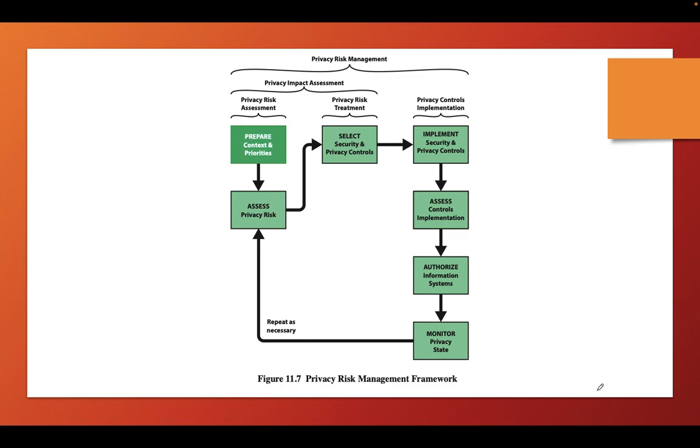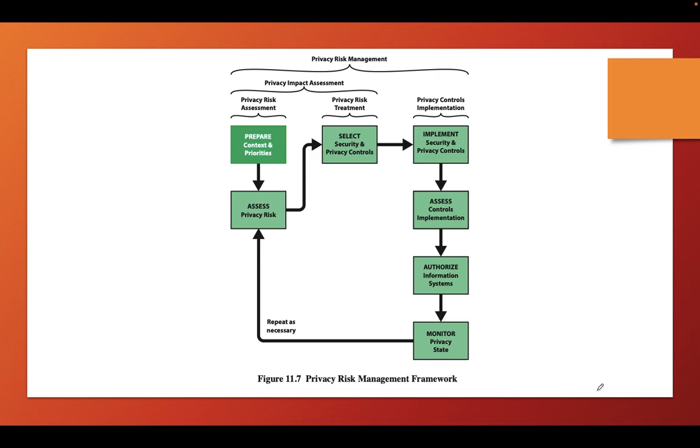In privacy risk management, you have what we call the privacy impact assessment. Like I said earlier, the privacy impact assessment is a subset of privacy risk management. Even the privacy risk assessment is a subset of the privacy risk management. Now, the first thing we have is privacy risk assessment. In order to carry it out, we have to prepare the context and priorities.